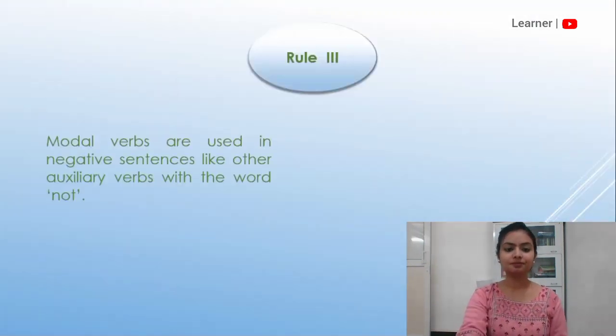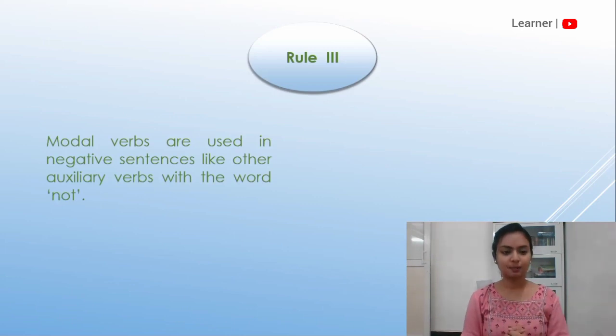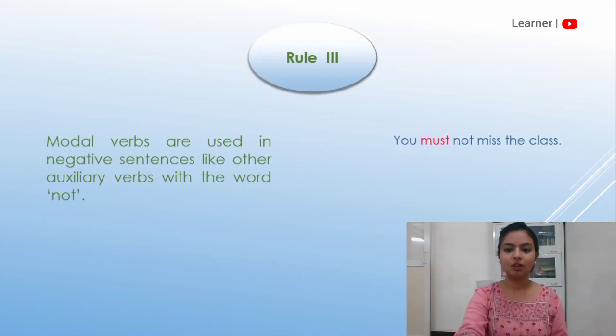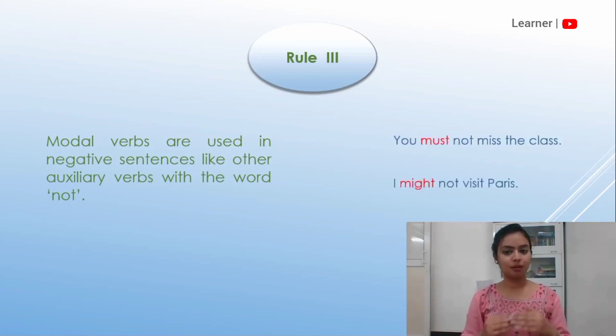Rule number 3. अब negative sentences कैसे बनाएं? Modal verbs are used in negative sentences like other auxiliary verbs with the word not. हमें सिर्फ not add कर देना है modal auxiliaries के साथ में और उसका form रहेगा subject, modal verb plus not and then verb. You must not miss the class. You is the subject, must is the auxiliary plus not and miss is the verb.